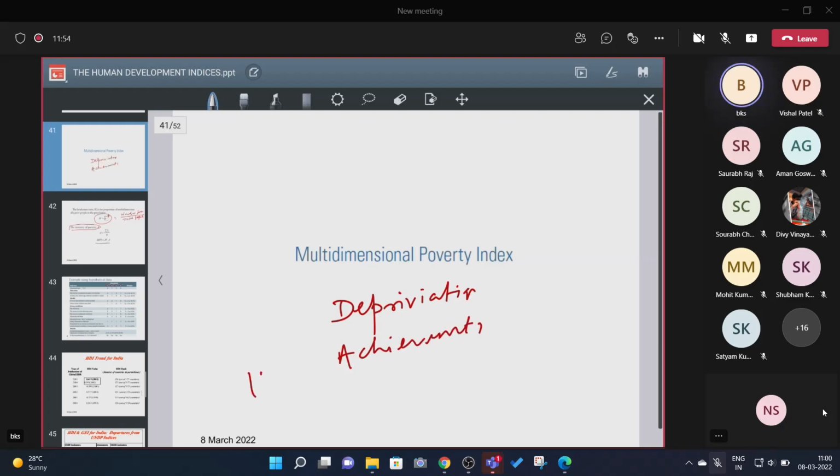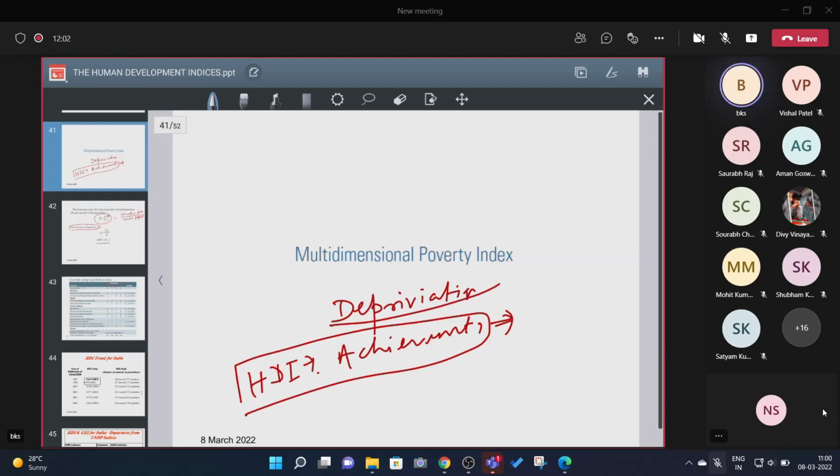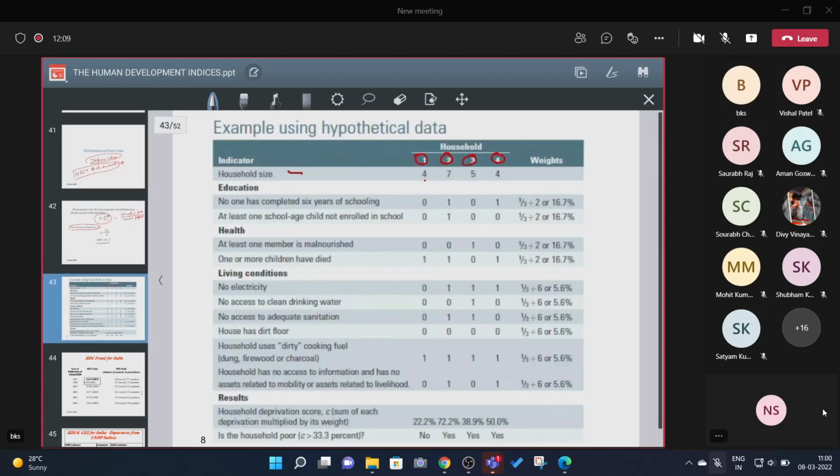So in HDI, we see the achievements, but here we look at the deprivations in the same 3 dimensions. That is your education, health, and standard of living. Now, because we are capturing the deprivation in each dimension, therefore, we have a different set of indicators.